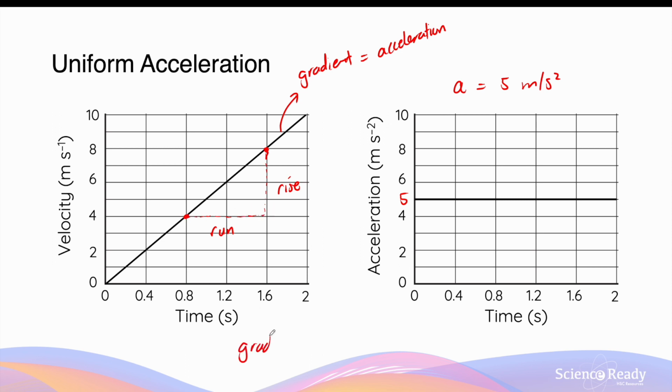So the gradient in this scenario is the rise of the object, which is the change in velocity, v minus u, where u is the initial velocity, divided by the run, which is the change in time. And as we saw previously, this is equal to the acceleration. So when you get a velocity versus time graph, the gradient of the straight line is equal to the acceleration of the object. And since objects that undergo uniform acceleration have a constant acceleration, the gradient of the velocity versus time graph always has a constant gradient. In other words, they are always a straight line.